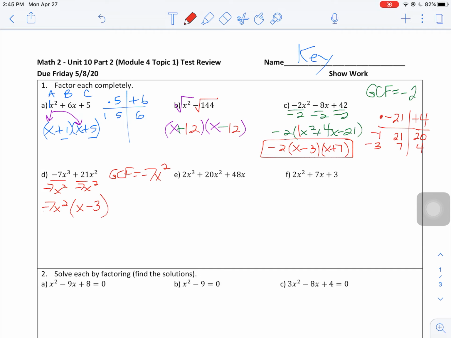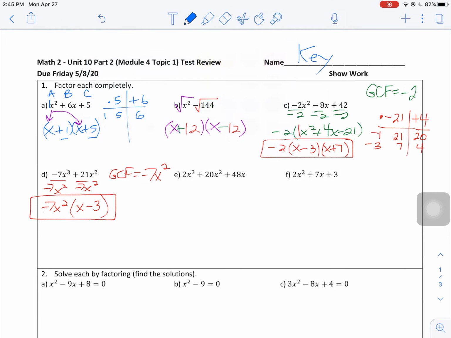Looking at the leftovers in the parentheses, x minus 3, you have two terms, it's subtraction, but neither of those terms are perfect squares, and there is no GCF. There's nothing else we can really do with this because you're left with a linear factor in your parentheses. So that's it. That's as far as you can go.